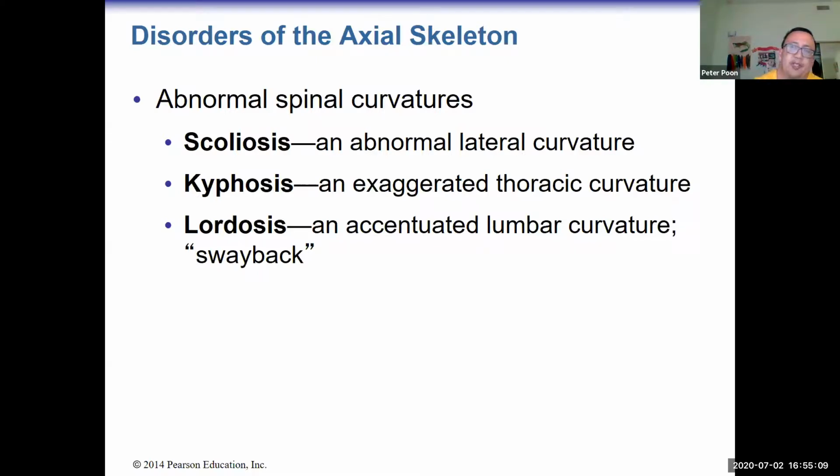I'm not sure if it's in this version of the textbook, but in the older version of the textbook, there is a skinny African American lady who looks pregnant in that picture, but she's not. It's actually her vertebrae sticking out.